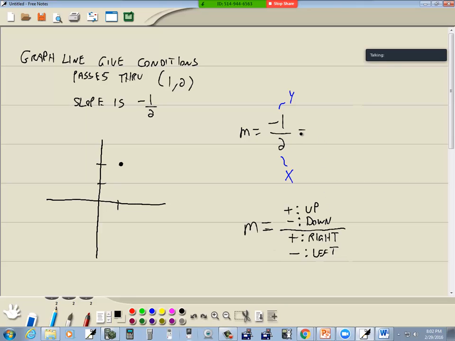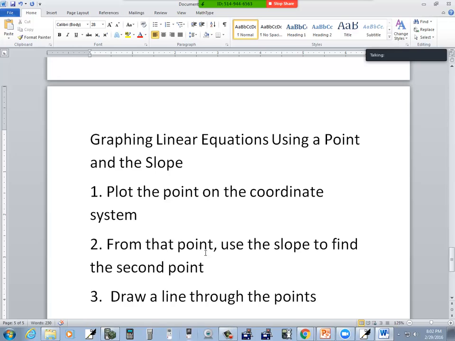So what this slope actually says, it's a negative number on top here, so a negative says we go down. That negative 1 says down 1. Now this is a positive 2 down here. Positive says we go right. So that means we're going to go right 2. So from that point, use the slope to find the second point.